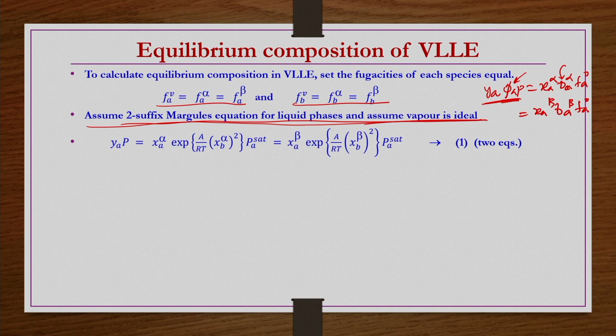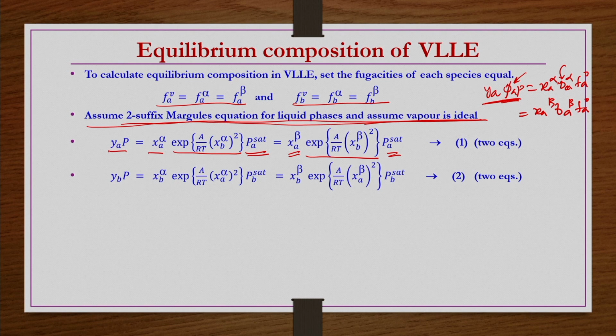So, for this condition, if you write for component A, y_A P equals x_A^alpha exponential of (A/RT) (x_B^alpha)^2, and f_A^0 is nothing but P^sat, because we are doing low to moderate pressure cases. This is equal to the beta phase: x_A^beta exponential of (A/RT) (x_B^beta)^2, multiplied by P^sat. f_A^0 is again P^sat. This is for component A, right. Similarly, for component B you can write like this.